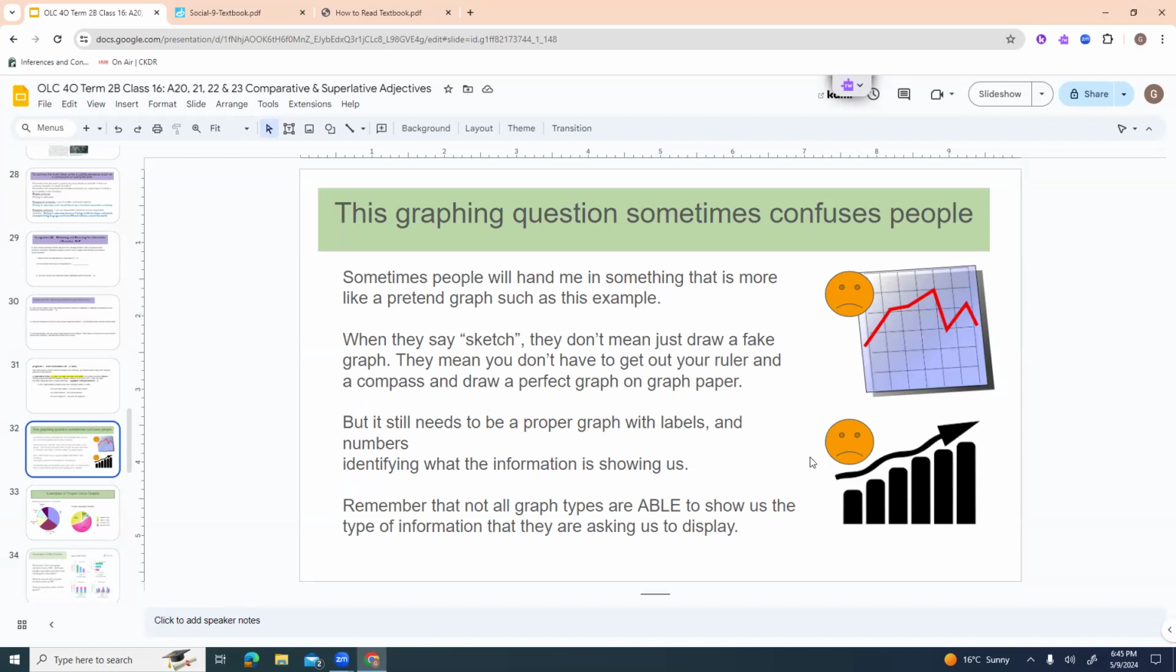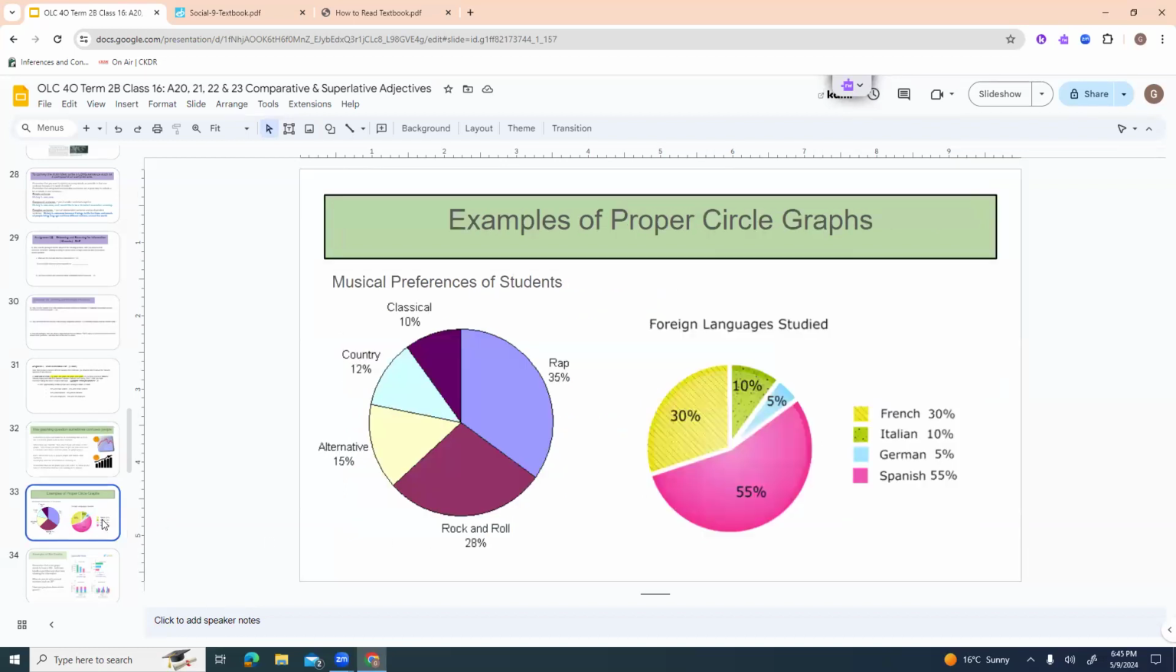You don't have to get out your ruler and a compass like in math class and make it absolutely perfect, but it does still need to be a proper graph with labels and numbers, identifying what the information is showing us. But you can do it on lined paper, for example. Not every type of graph is going to be able to show us the type of information that they're asking us to display. So for example, line graphs are not going to be able to show you all 6 different types. They just aren't. So here is an example of circle graphs.